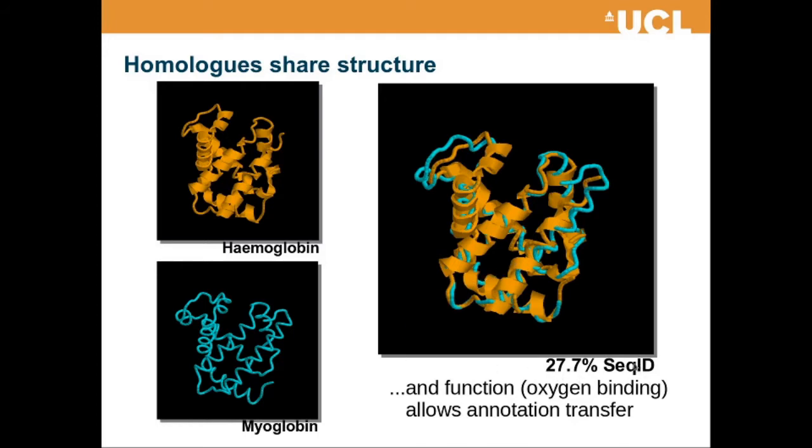Now these two only have 27.7% sequence identity, so that's really quite low. It's certainly below that threshold of 35% that I mentioned earlier. But as well as having a very similar structure, they also have a very clearly related function in terms of oxygen binding. Of course, hemoglobin is involved in transport and myoglobin is involved in storage. However, this is a good illustration of the fact that if we can identify homology, then we can do transfer of annotations in terms of function, and we can do transfer of structural information.